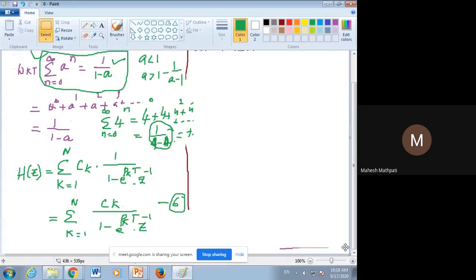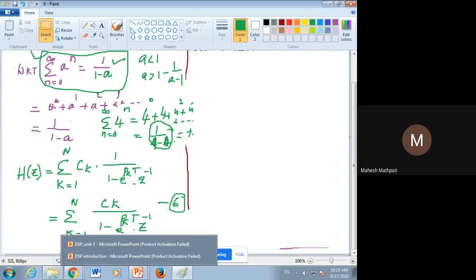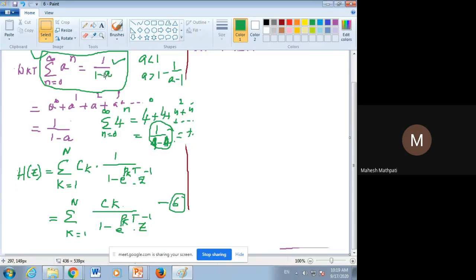the transfer function of analog system function of equation 2 to digital system function of equation 6. That is what we can write. We can write it as equation 6. Shall I wrap this complete part?